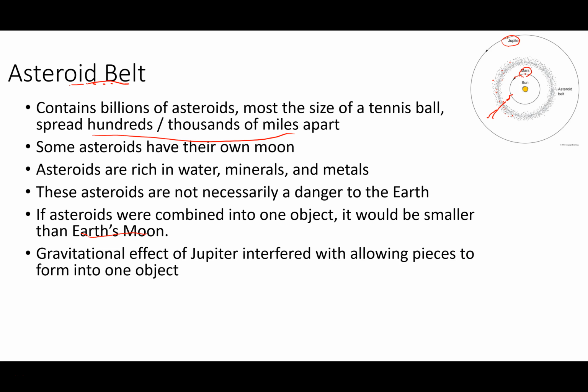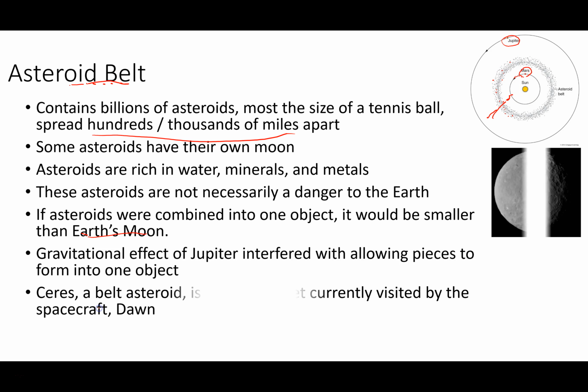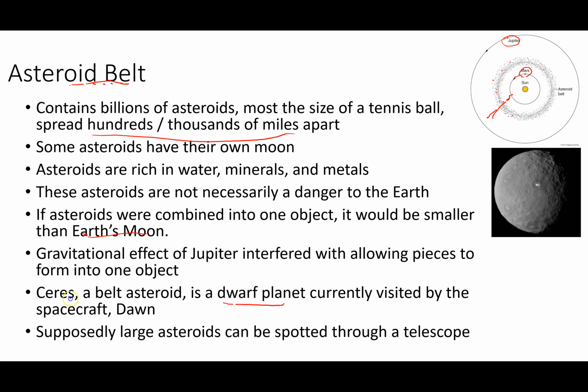Combining all the mass would be difficult, because Jupiter, the big bully or friend, however you want to talk about it, makes it hard for that stuff to combine into one object. So this is one of the objects in the asteroid belt. We actually don't call this an asteroid. This is a dwarf planet, just like Pluto is a dwarf planet. It's called Ceres, and Ceres was actually visited by a spacecraft.